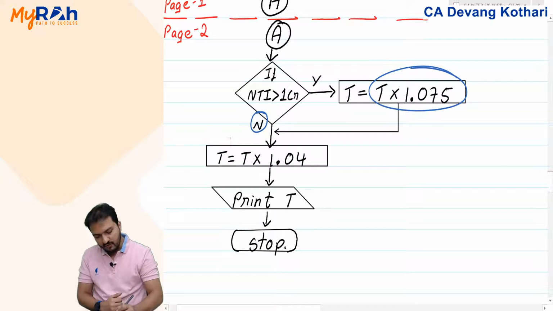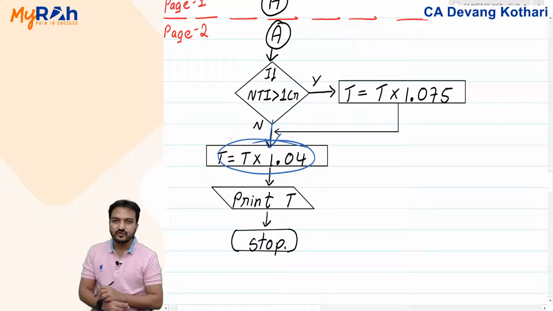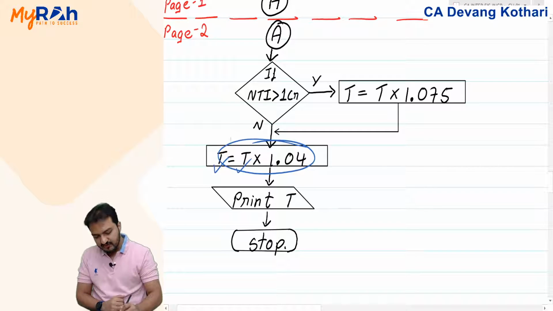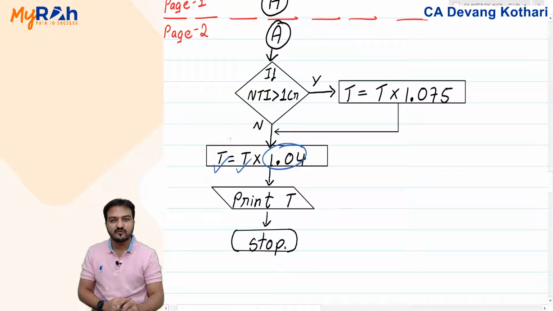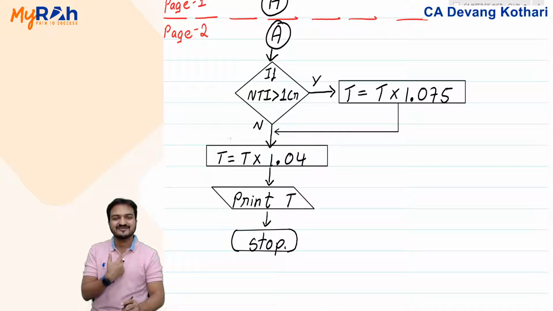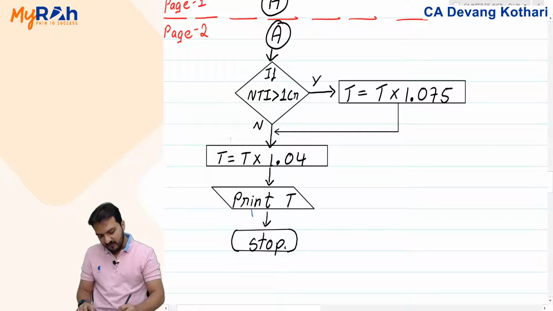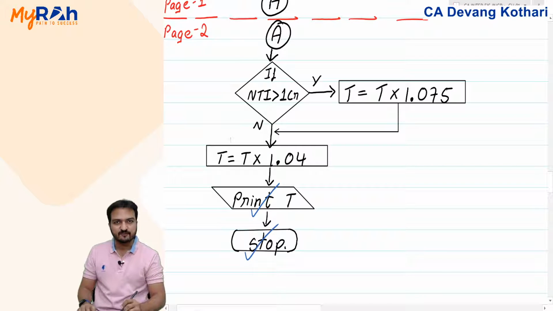Anyways, if not, then don't increase surcharge, directly go further. But go further, you increase the education cess. So now T equals to T into 1.04. 1.04 is adding the education cess. No condition, education cess is added to all transactions. And then finally print T and stop. This becomes your tax calculation flowchart.